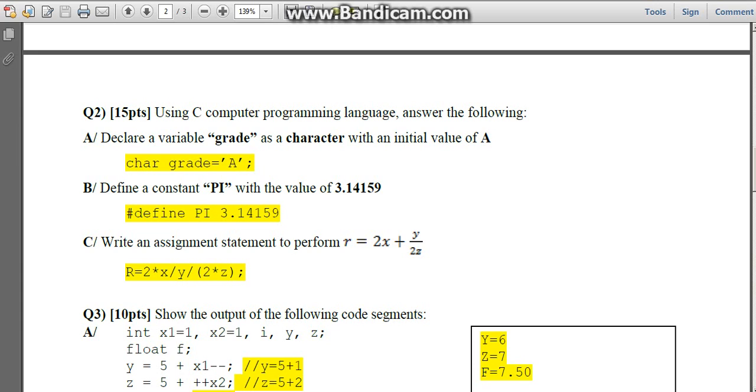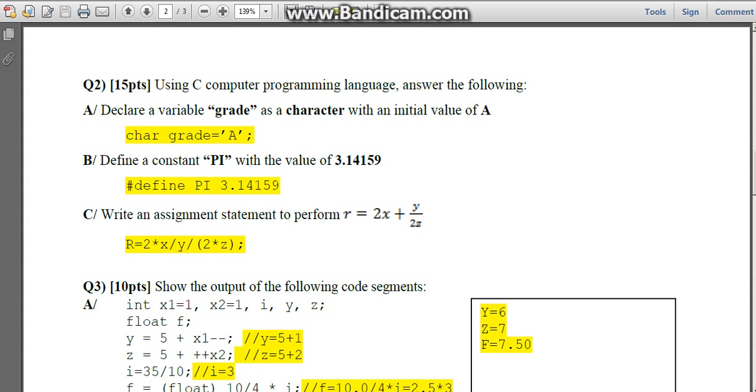Now we need to define the constant pi with this value. Here they just ask us to define, so we just write define. Before that we write hashtag define PI, and there's no equal. Be careful, there's no equal here, and we just write this value, and there's no semicolon at the end.